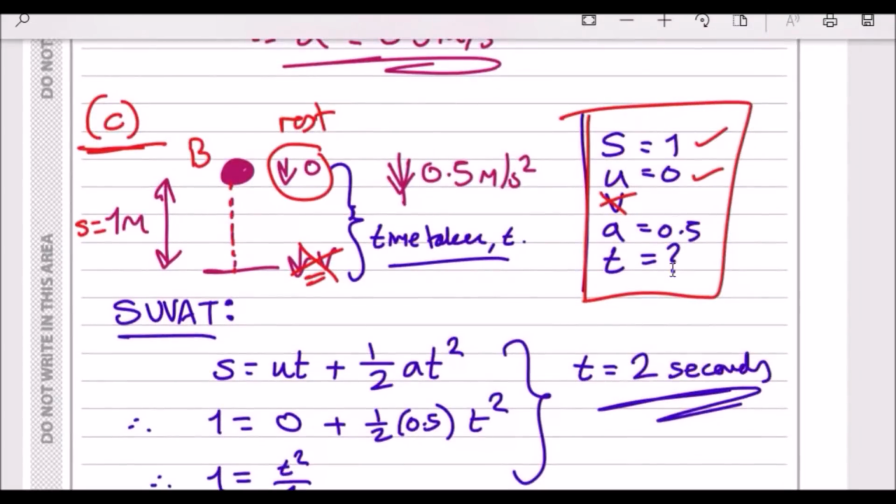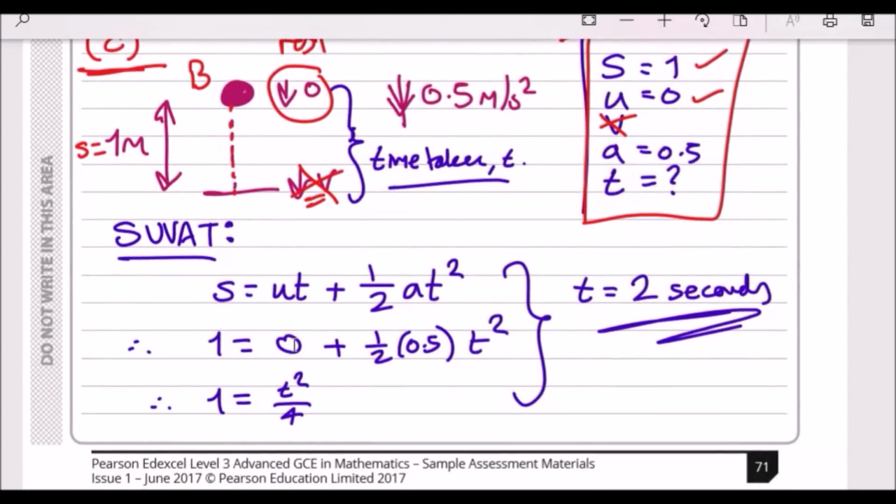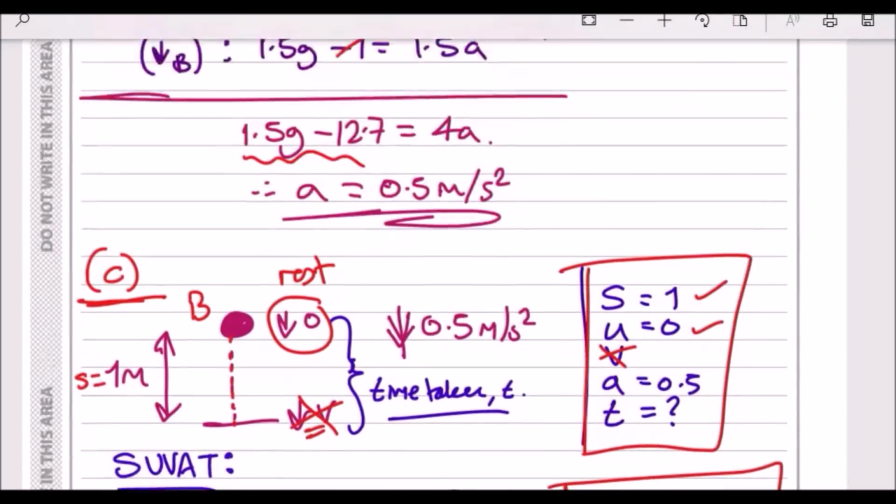And just pop in all your values. So S is 1, U is 0, so that cancels out. And then half AT squared, half times 0.5 times T squared. And then tidying all this up, you get quarter T squared, or T squared over 4 equals 1. Timesing 4 across and square rooting, your final time it takes for the ball to hit the ground is 2 seconds. Done. Easy. So we're almost done.